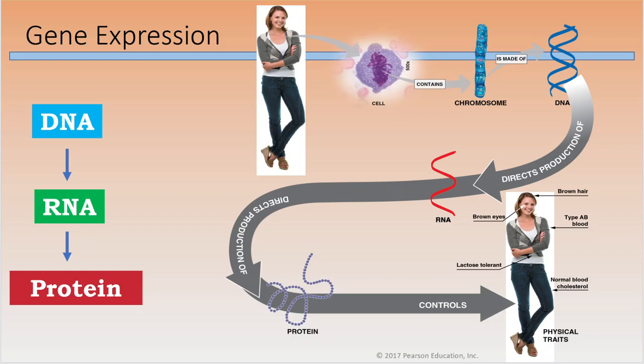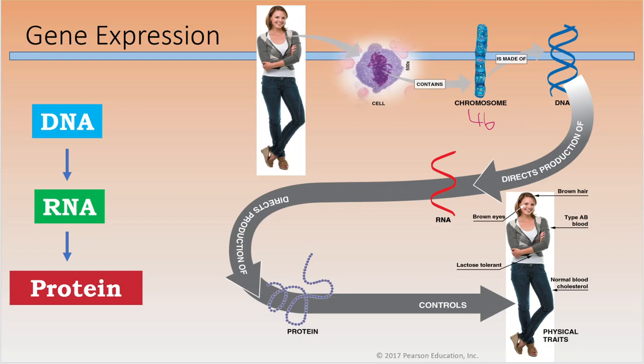Each cell contains chromosomes. In humans, we have 46 chromosomes in every single one of our cells, if you remember, except for our sex cells, in her case, her ovaries. The eggs within her ovaries will only contain 23. All the other cells of her body contain 46 nice little chromosomes hanging out. Those chromosomes are made out of DNA, which is in a double helix.